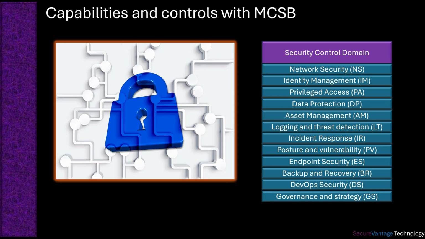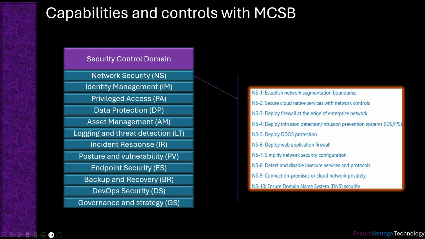Now let's get to the detail of the controls that are covered under each security control domain so that you know exactly what security capabilities and security controls are. Under network security, you can see that there are 10 different controls. The first control is focusing on network segmentation. Likewise, you can see that there are different controls. If you implement those controls, it means that your network layer is secure as per the MCSB.